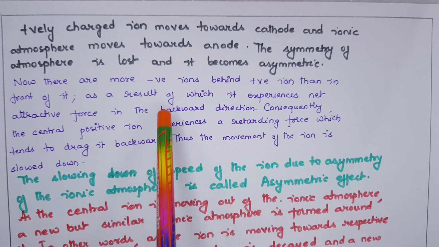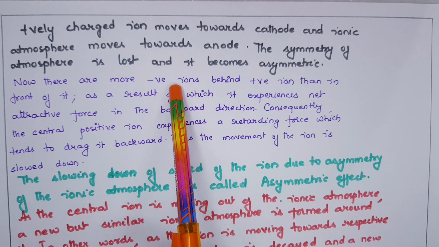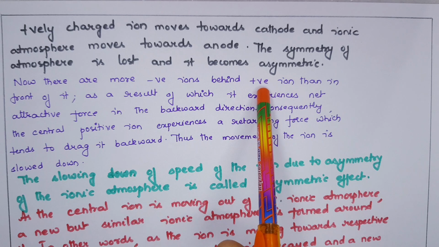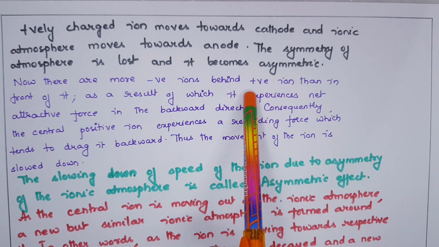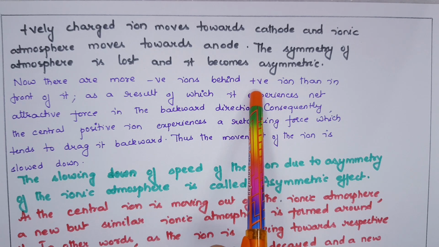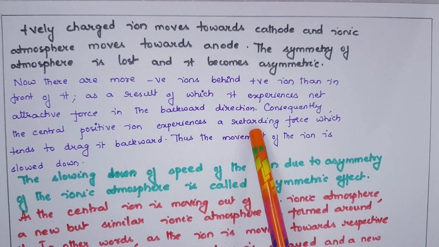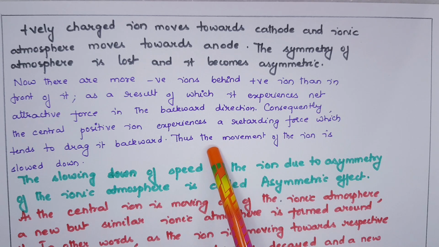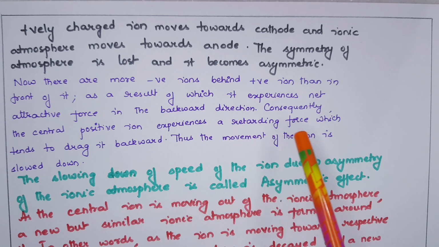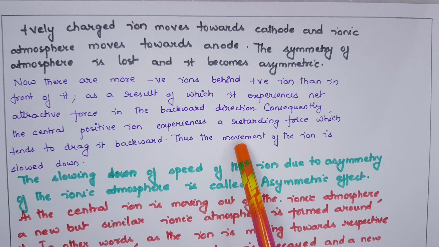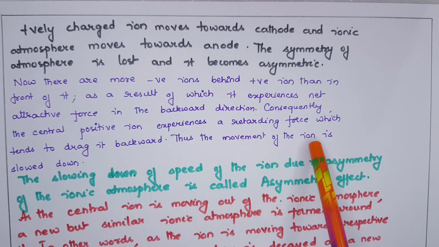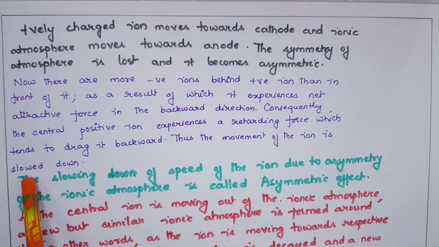Why? Because there are more number of negative ions behind the positive ion. This is in the presence of electric field, students. Because of this, it's being pulled backward as it experiences a retarding force. So therefore it cannot move freely. Because of that, what happens? The movement of the ion is becoming slow, is slowed down.